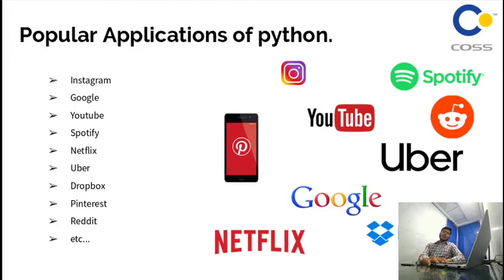Now let's see what the popular applications of Python are. I believe most of you are aware of these applications. Few are mobile applications, few are web applications, and few are web pages. So applications like Instagram, Google, YouTube, Spotify, Netflix, Uber, Dropbox, Pinterest, and Reddit. These are the applications which are very popular and they are coded with Python. So these applications are faster and more efficient to use. That's why these applications became popular.